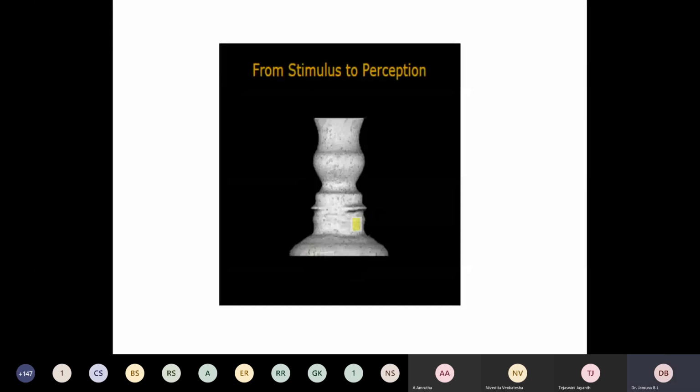If you observe this picture, the first impression you get is the hourglass, the flower vase. But if you observe carefully, you can see two human faces facing each other. That means from stimulus to perception there will be changes, maybe with experience, through sensory coding and processing. Then you can perceive the object properly.